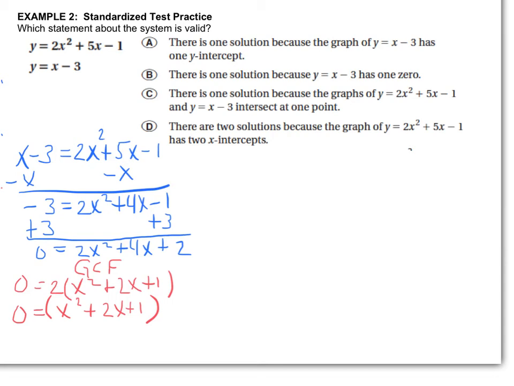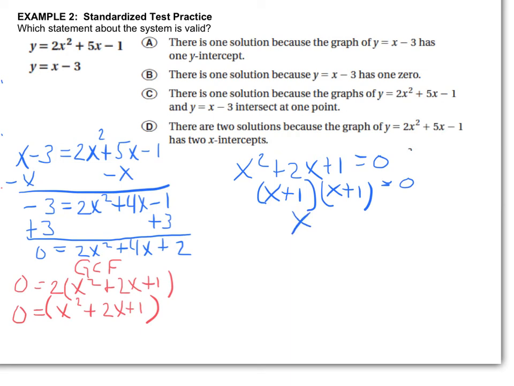If I look at this, x squared plus 2x plus 1 equals 0, I should be able to recognize that I basically get x plus 1 times x plus 1, which is the same thing as x plus 1 squared equals 0. So when I use my zero product property, I don't have to do both of them because they're both the same thing. I end up with x equals negative 1.